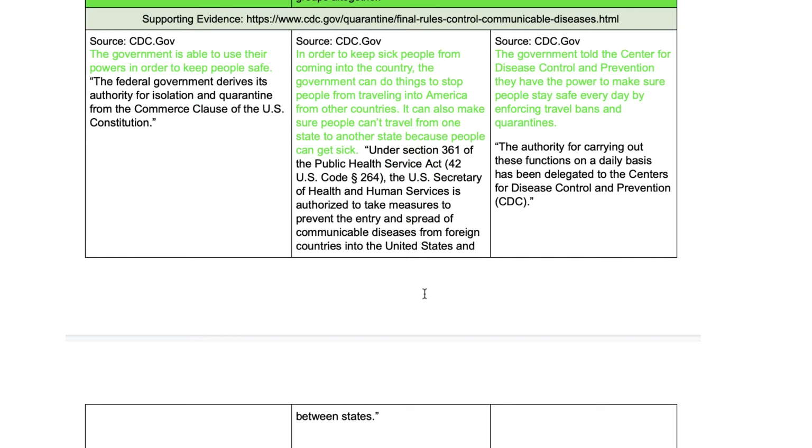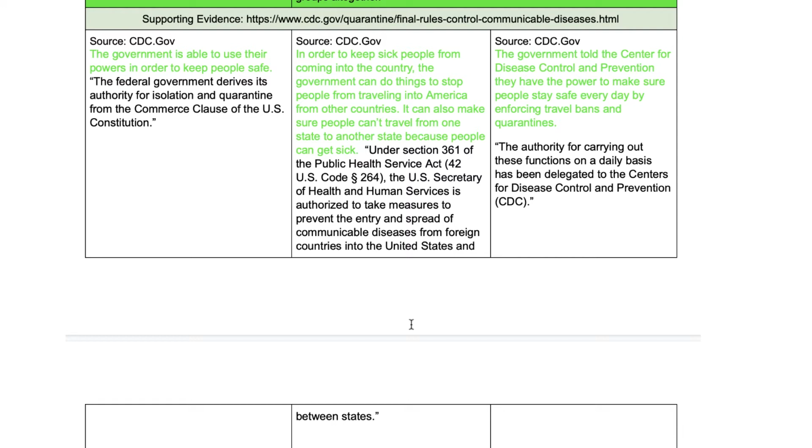And where did I do that? Well, here's where. It says, in the black letters, under Section 361 of the Public Health Service Act, there's the law: the U.S. Secretary of Health and Human Services is authorized to take measures to prevent the entry and spread of communicable diseases from foreign countries into the United States and between states. So this evidence supports my opinion.